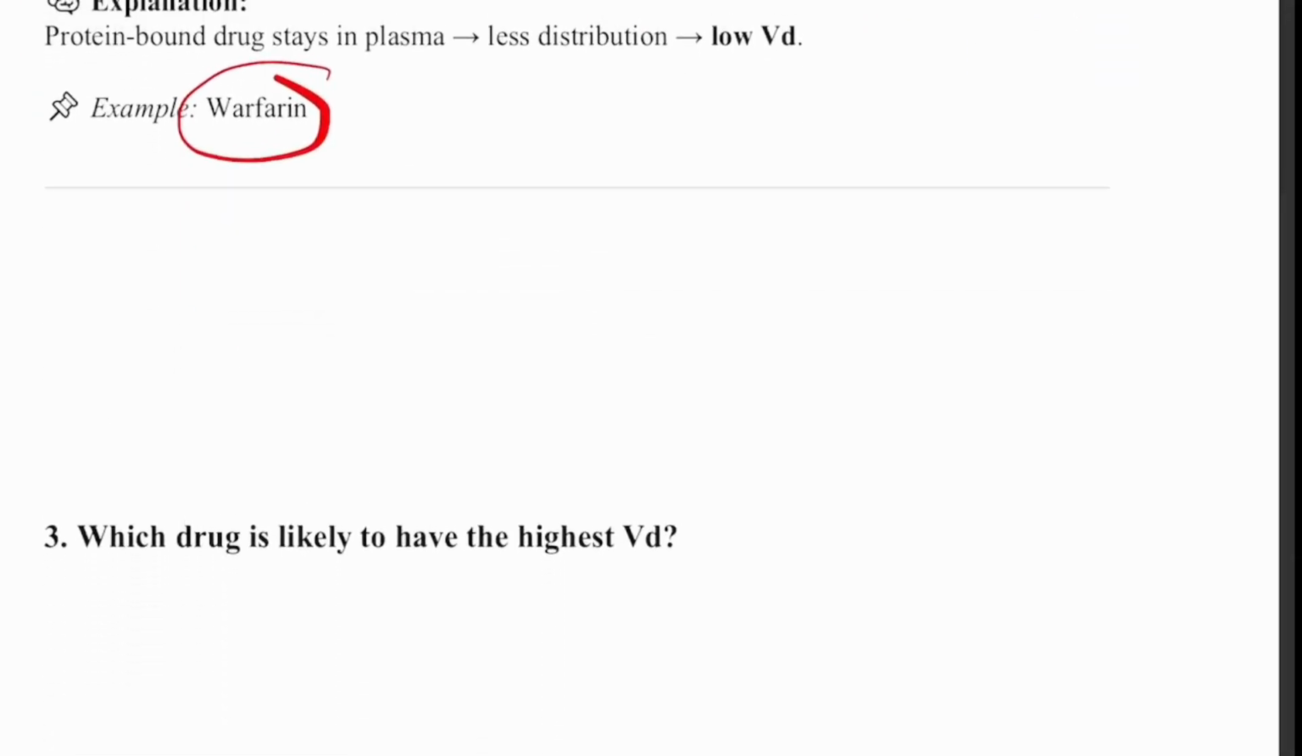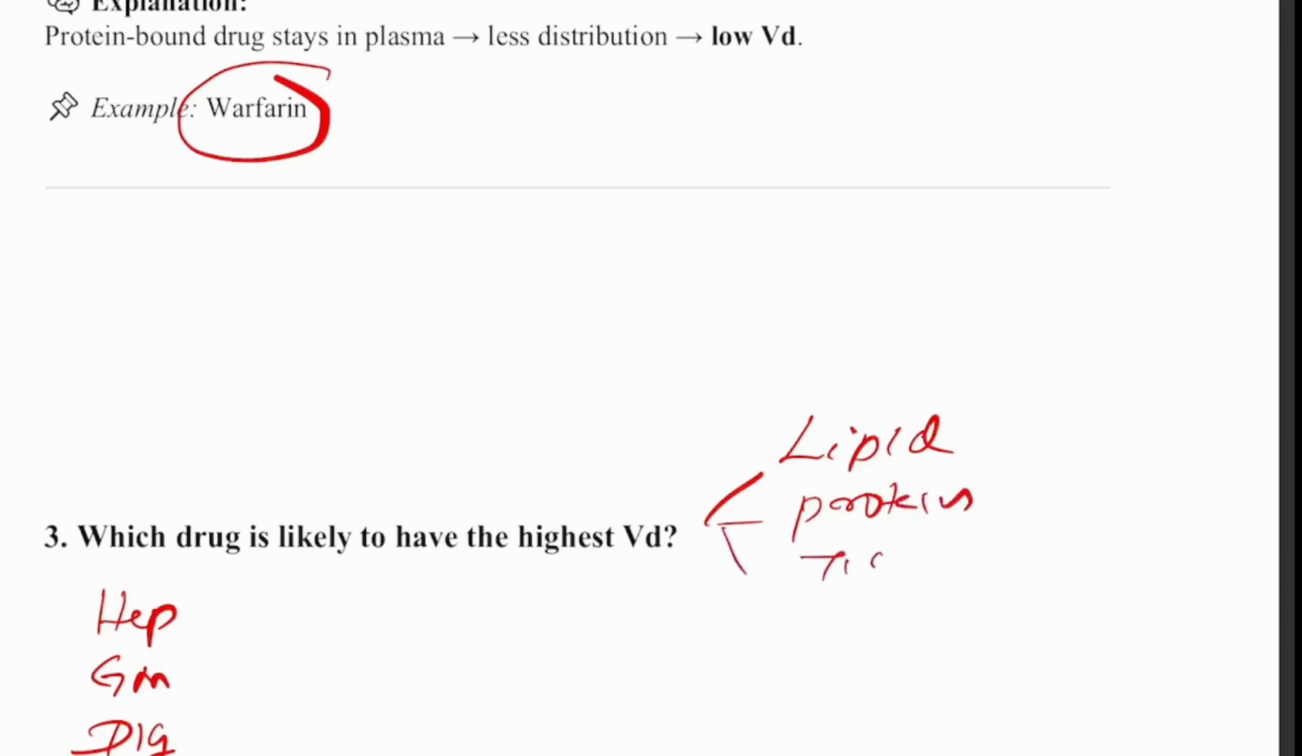Which drug is likely to have the highest volume of distribution? The options given are heparin, gentamicin, digoxin, and aspirin. Which drug is likely to have the highest volume of distribution? We have discussed that the volume of distribution depends on the lipid solubility, the protein binding, tissue binding.